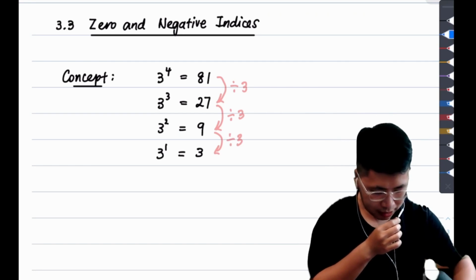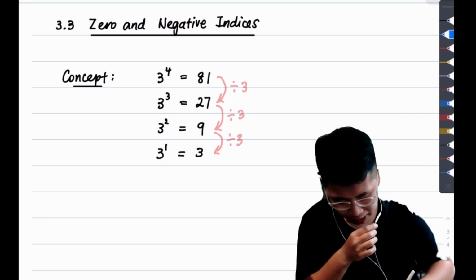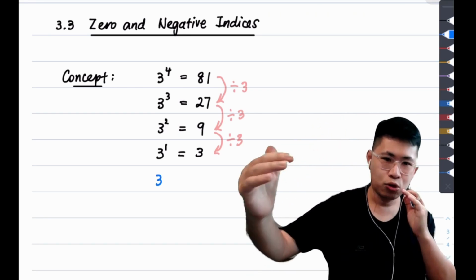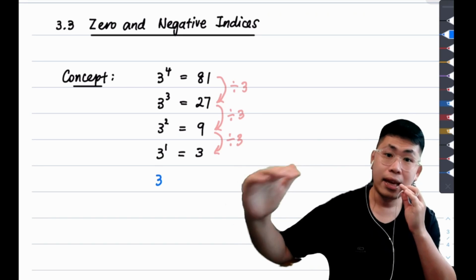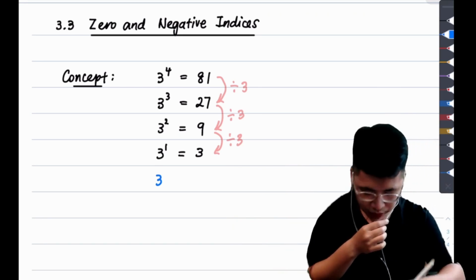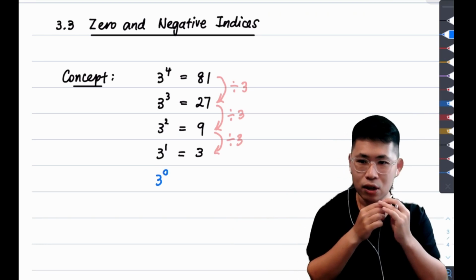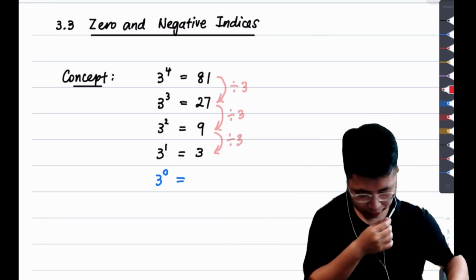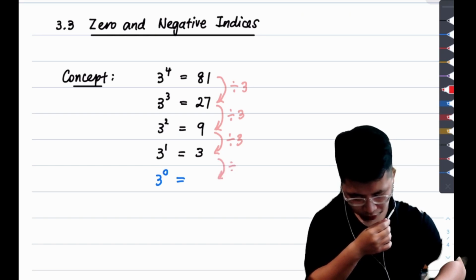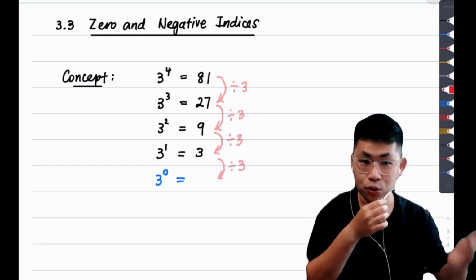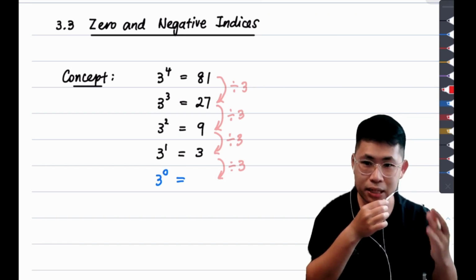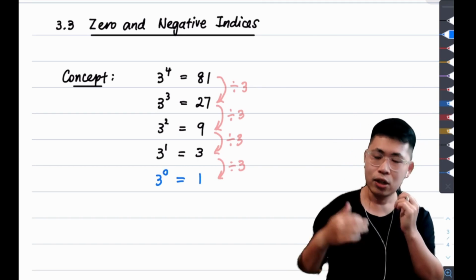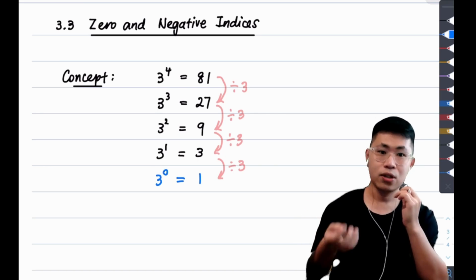Now let me push this a bit further. Power 4, power 3, power 2, power 1. The next one down the trend would be power of 0. So here we have our first concept, power 0. If we follow the pattern over here, we also need to divide by 3. So 3 divided by 3 gives us 1. So here we get our first result: 3 to the power of 0 is 1.